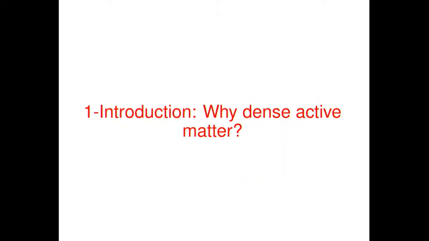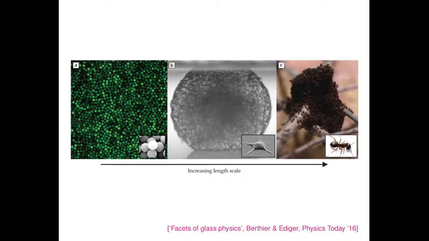So I said this is going to be about active matter in the dense regime. So just a few slides of introduction. Why do we care about active matter in the dense regime? This is a figure that I take from a paper that's a review on the glass transition. Usually in glass transition talks, I give examples of active systems as applications for why glass physics is interesting.